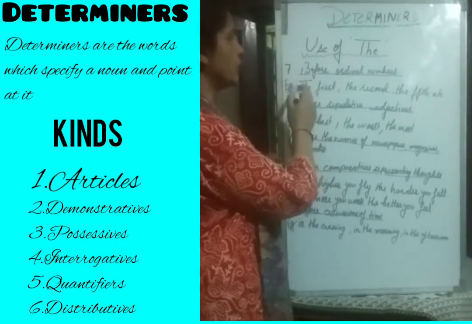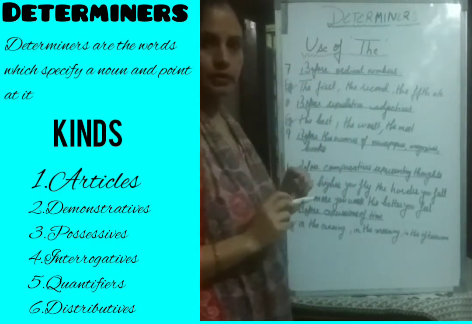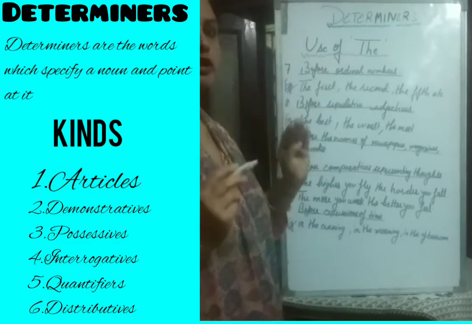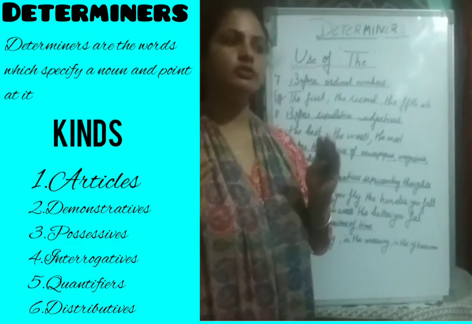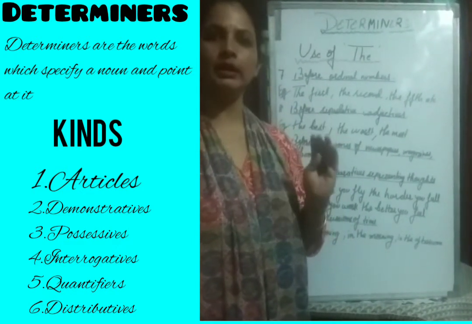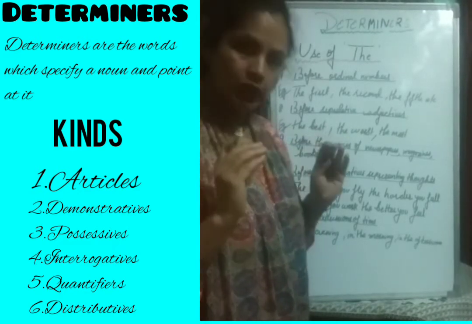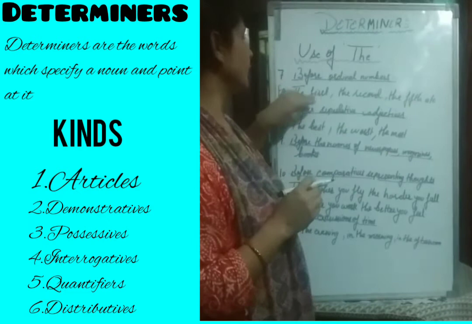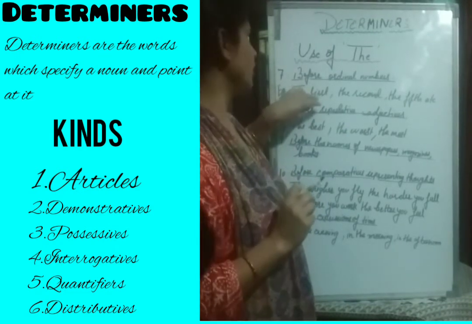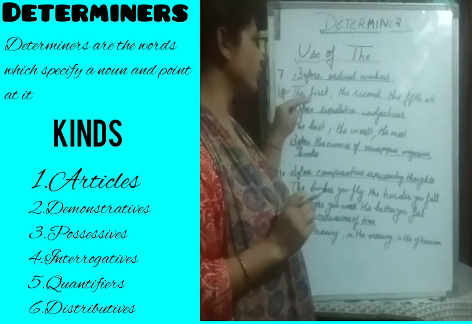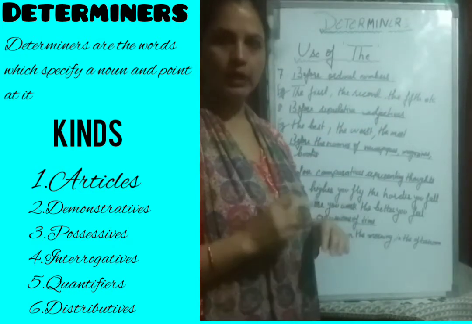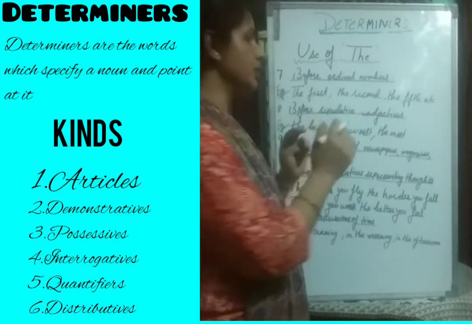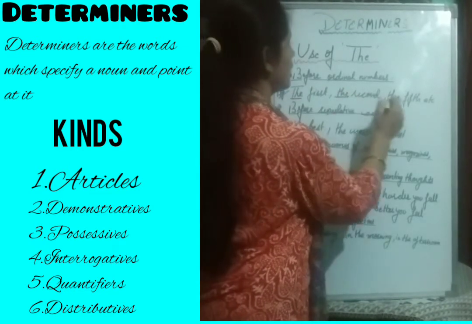Next is the seventh one, before ordinal numbers. We use the definite article before ordinal numbers. There are two types of numbers, ordinal numbers and cardinal numbers. And we use "the" before ordinal numbers, children, like the first, the second, the fifth, the 10th, the 11th, like that. We use "the" before such numbers.